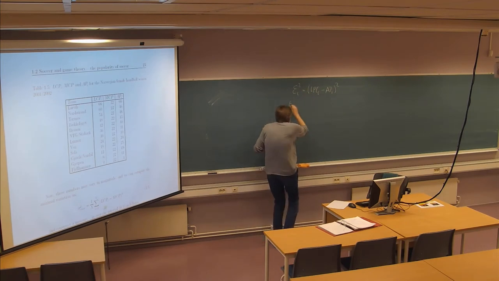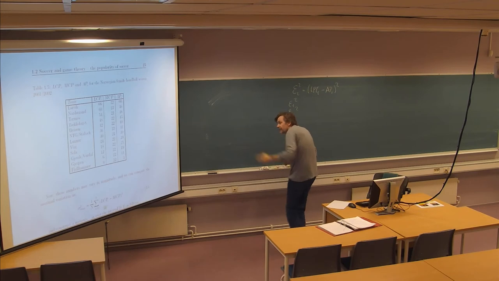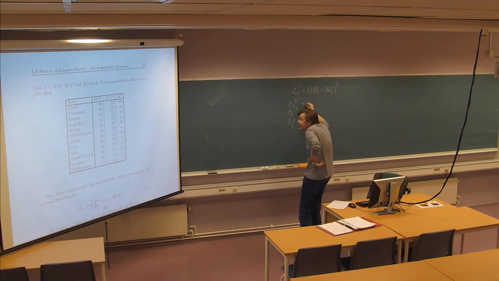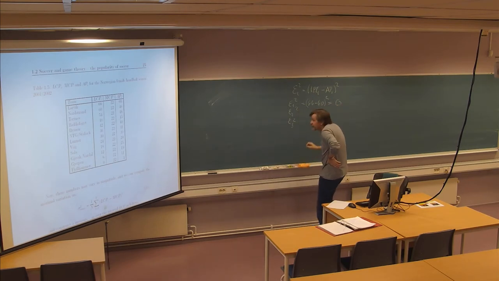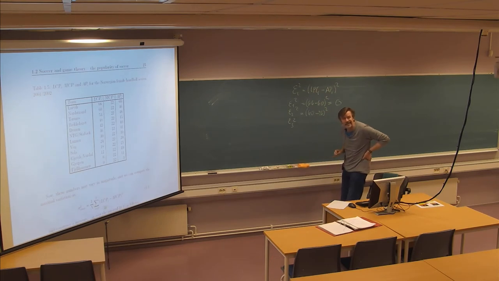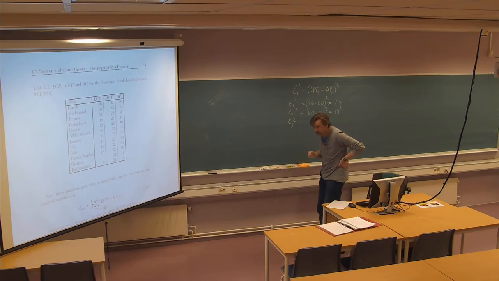We can compute this epsilon 1 squared, this epsilon 2 squared, this epsilon 3 squared, and let's just do it in the table to see how it works. The first one is 66 minus 66 squared, which equals 0. The second one is 60 minus 46 squared. 60 minus 46 is 14, so this is 14 squared, which I don't have in my head; of course, you need a calculator for this. And the third one is 54 minus 46 squared. 54 minus 46, that's 8.